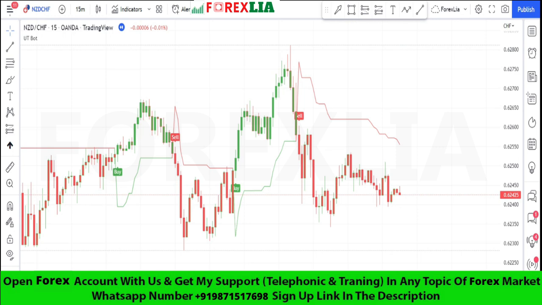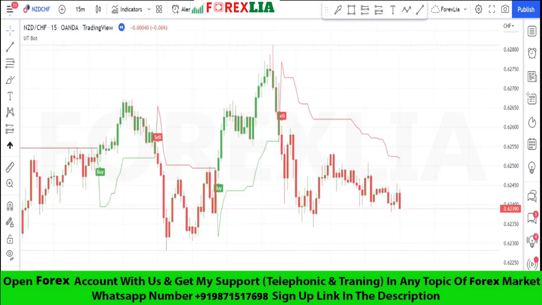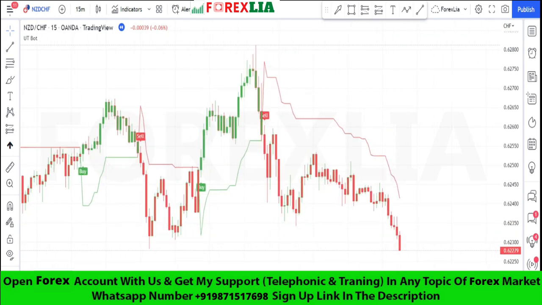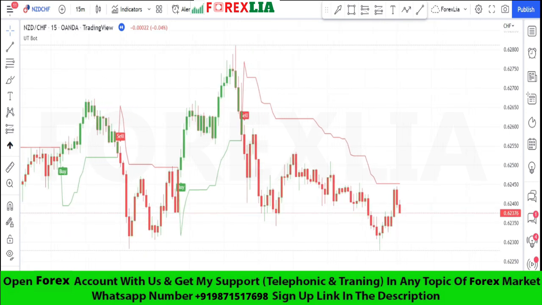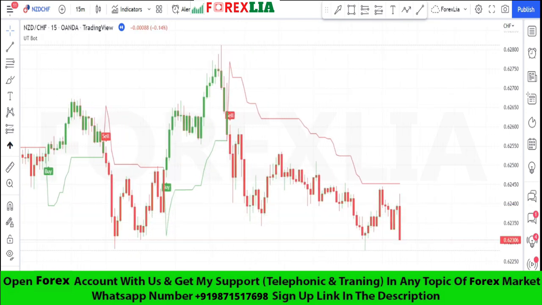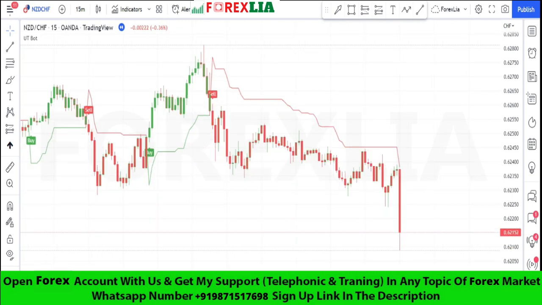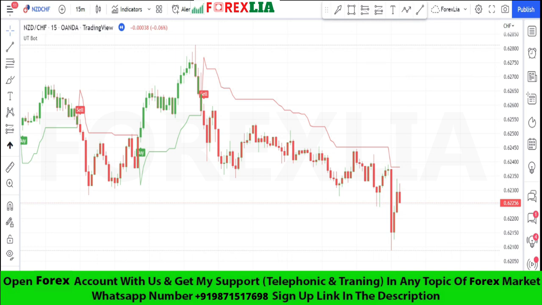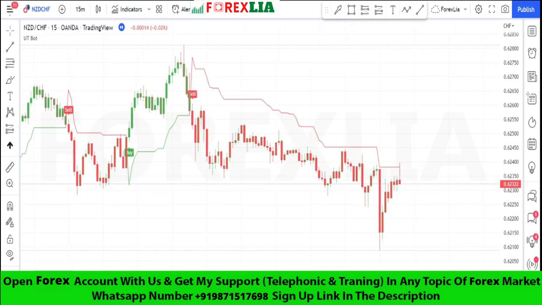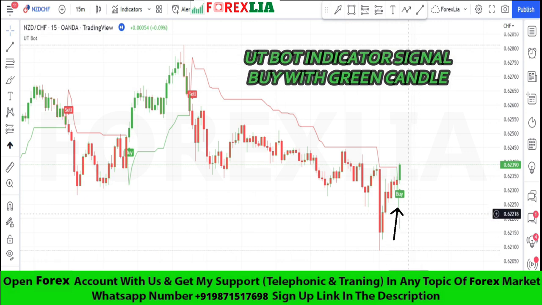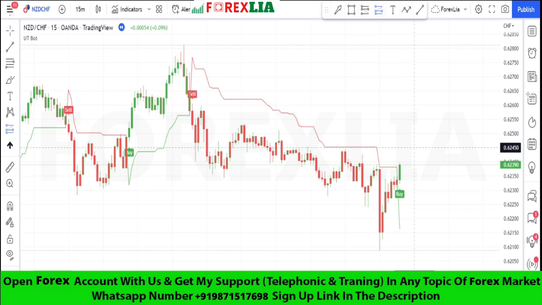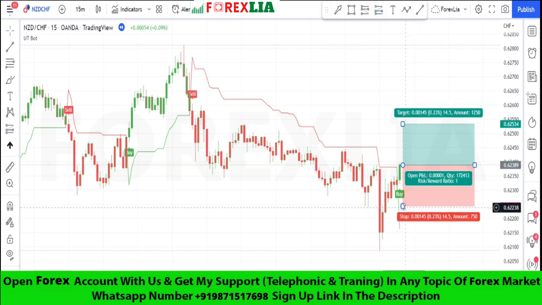If UT VOT indicator signal buy, then we take a buy trade. Here is buy signal confirmation. We place buy trade here.